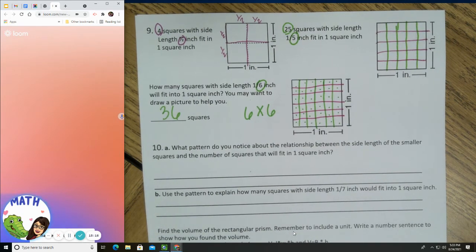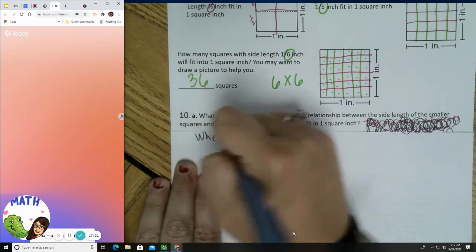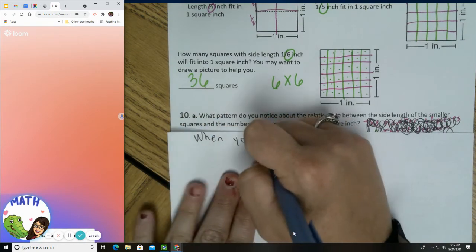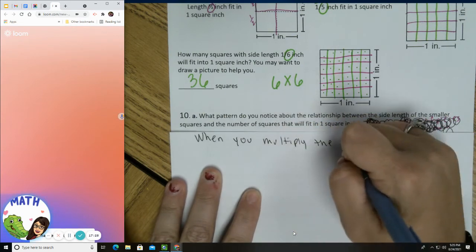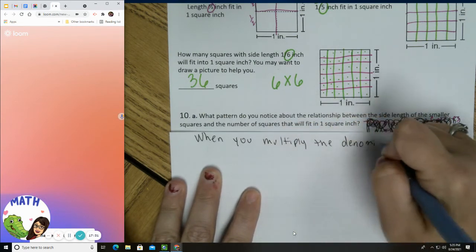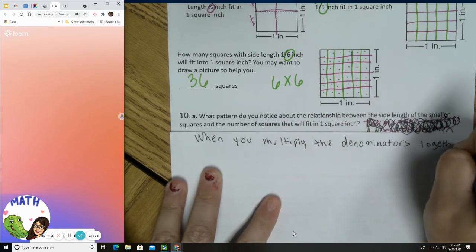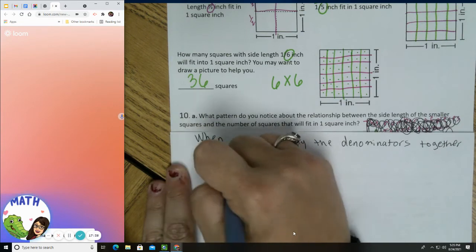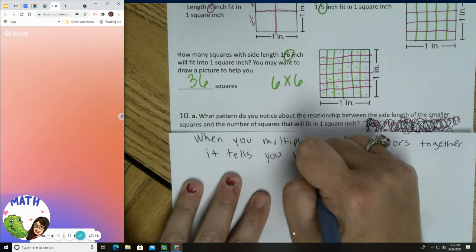What pattern do you notice about the relationship of the side length of the smaller squares and the number of squares that fit into 1 square inch? To this question, I would say, when you multiply the denominators together, it tells you how many pieces.